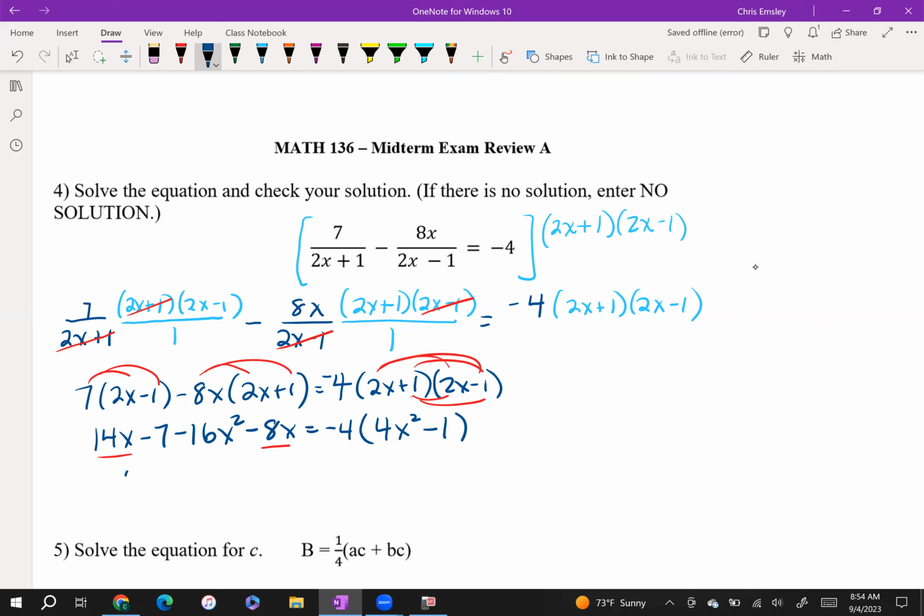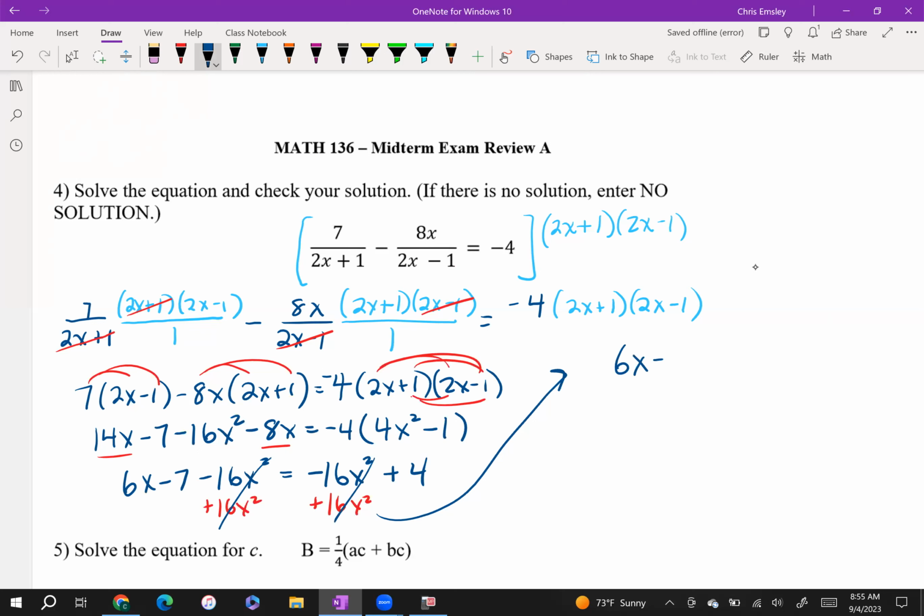So 14 minus 8 is 6x minus 7 minus 16x squared equals -16x squared plus 4. Now we'll start moving some things around, gathering up our like terms. The first thing I'm going to do is add that 16x squared to both sides. And we'll come up over here. When I do that, they nicely cancel each other out. We get 6x minus 7 equals 4.